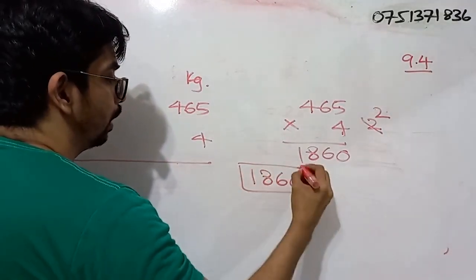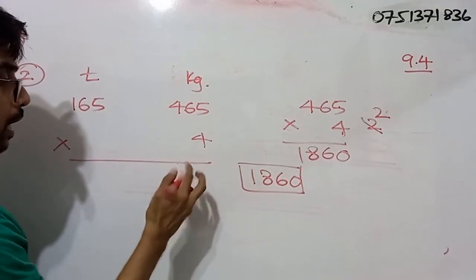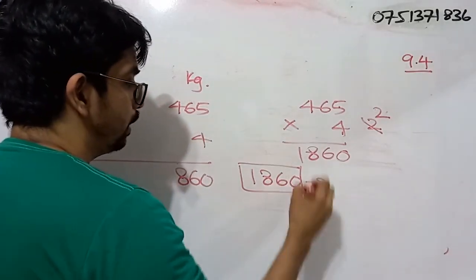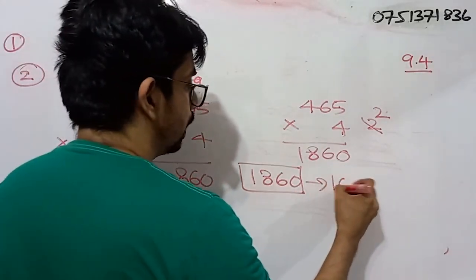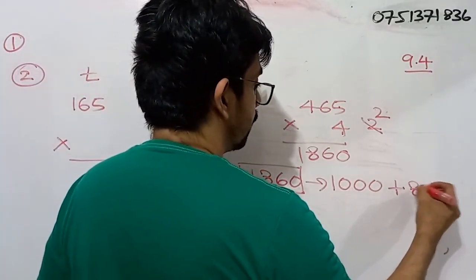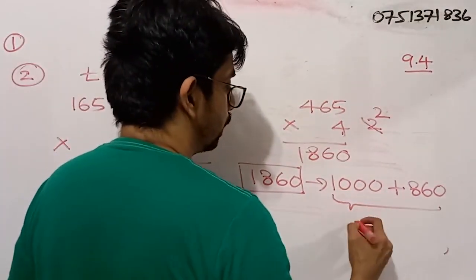465 into 4. 1860. But here we can write only 860. Why? If we make this 1860 into kilograms, what will that be? 1000 plus 860. So all of these are what? Kilograms.